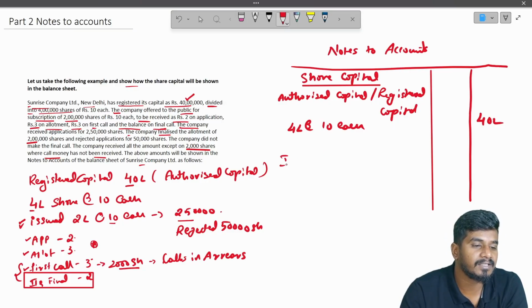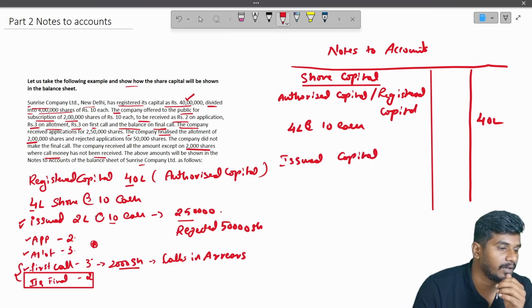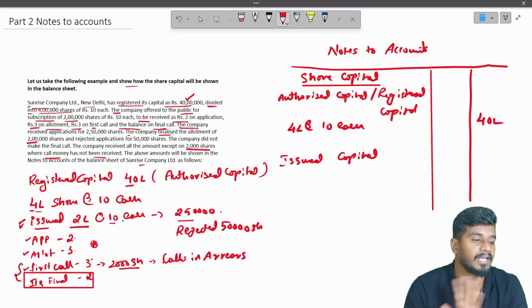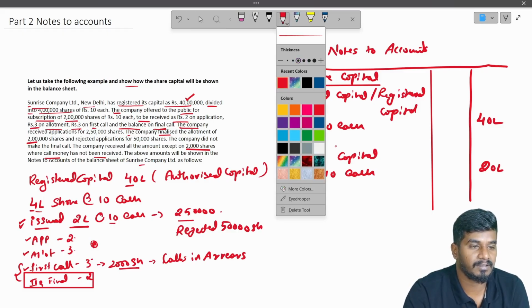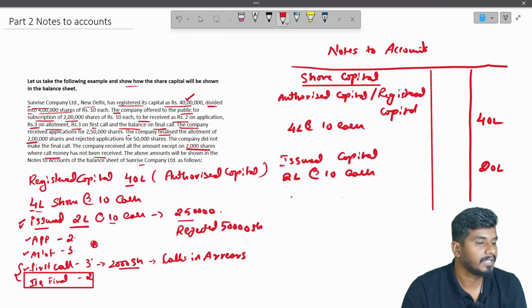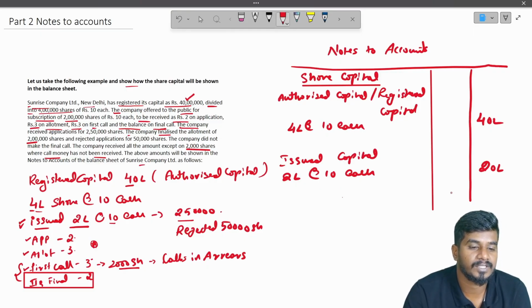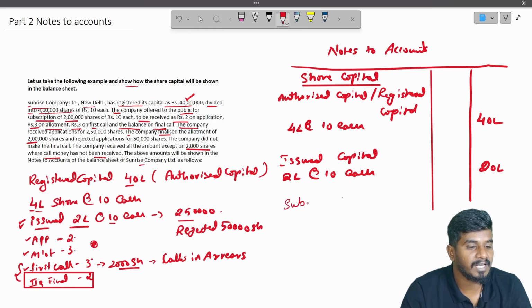So next thing is issued capital. So how much they issued? Out of 4 lakh authorized capital, they have issued 2 lakh shares at 10 each. So which means 20 lakh rupees. They have issued 2 lakh at 10, which is nothing but 20 lakh. Next, we have subscribed capital.